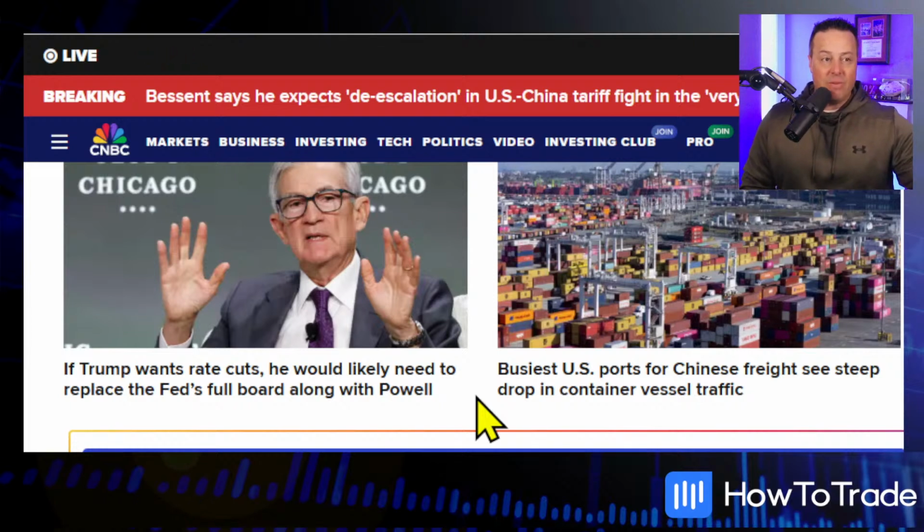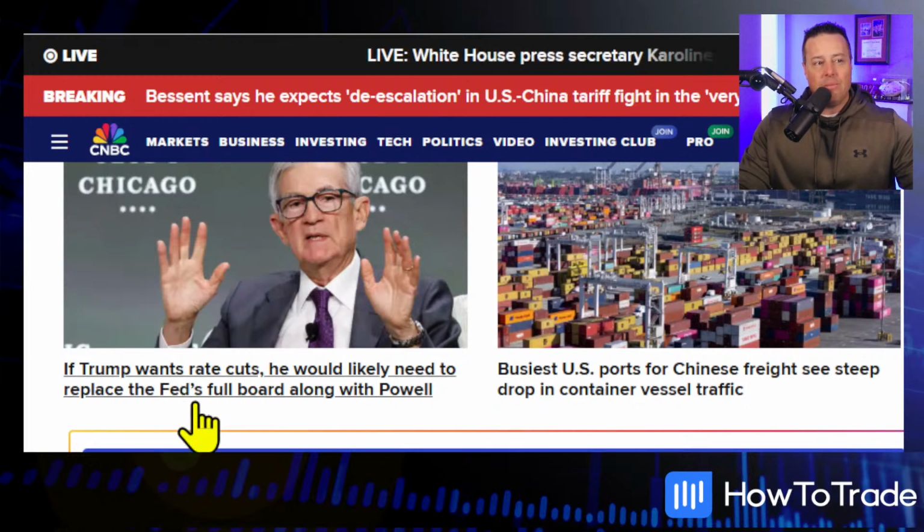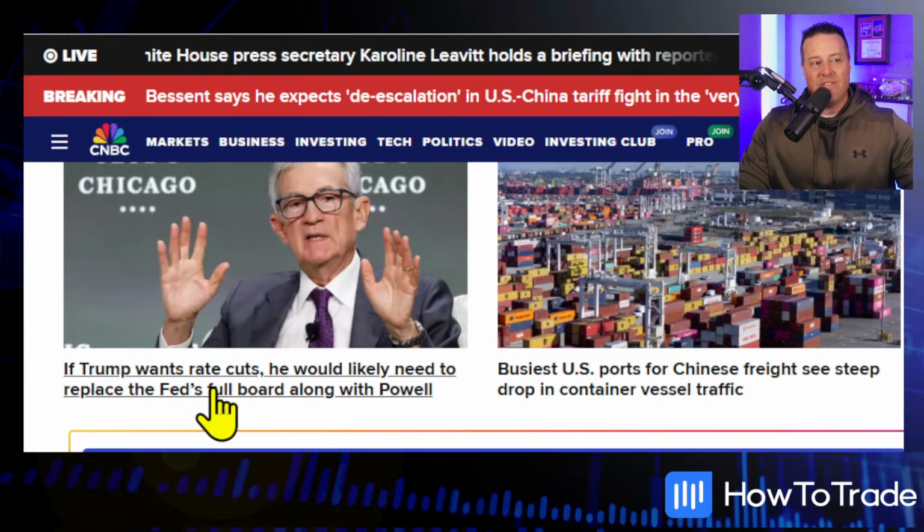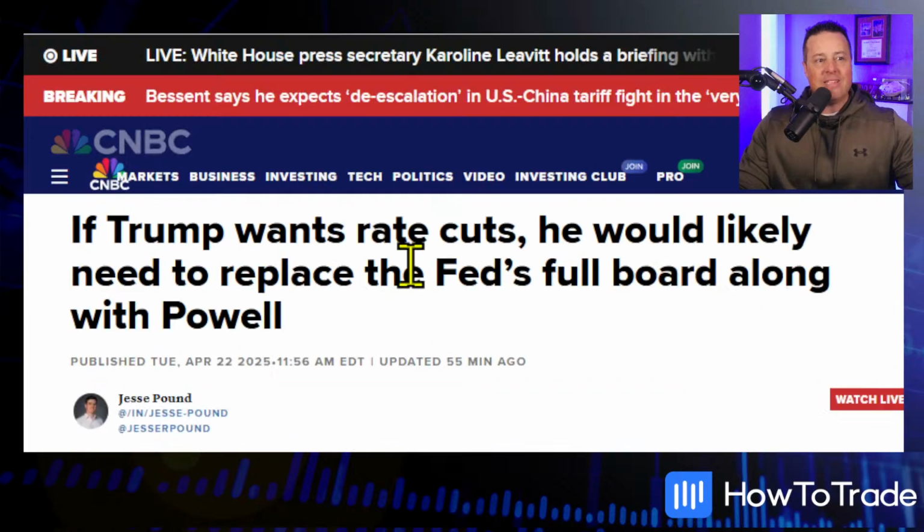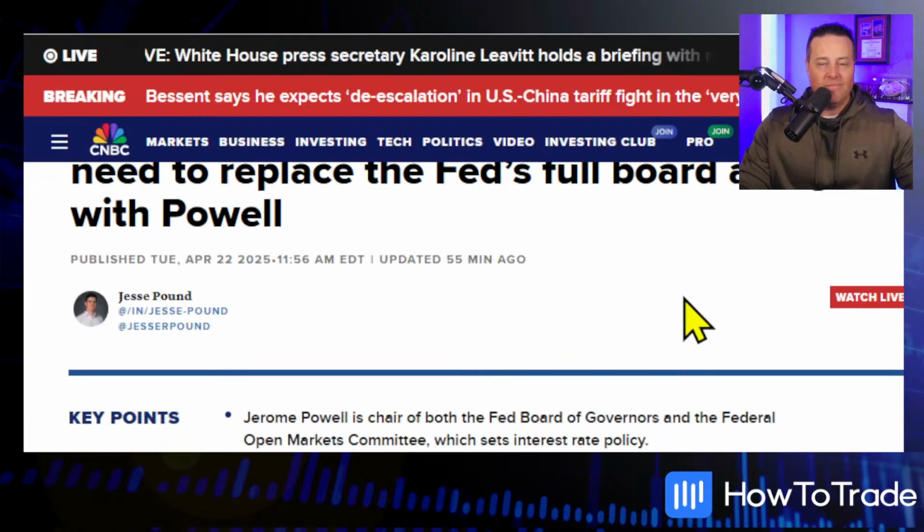There's a major effort in Congress to remove Jay Powell as the Fed chair. Now, if you can see right here, this headline: if Trump wants rate cuts, he would likely need to replace the Fed's full board along with Powell. Now, is that possible? Maybe, maybe not.